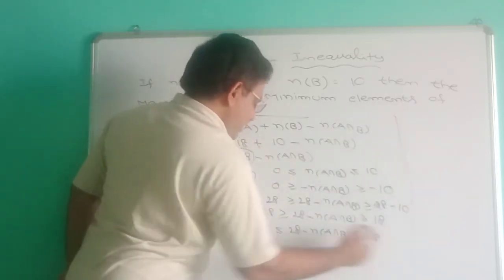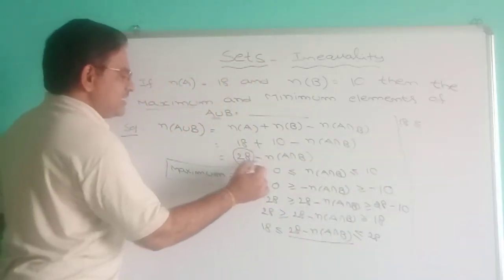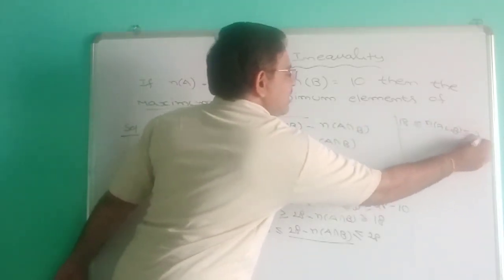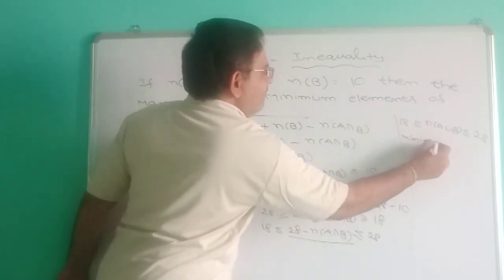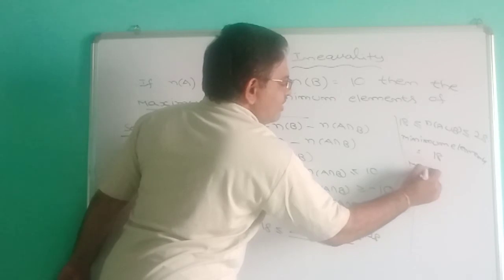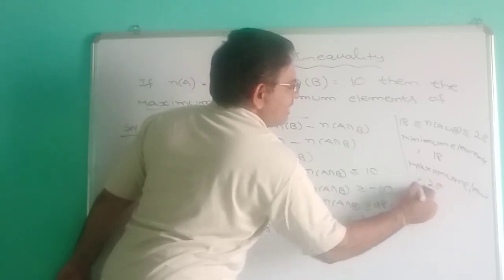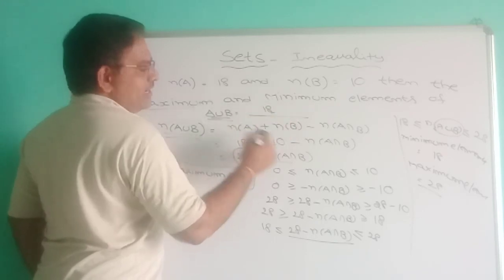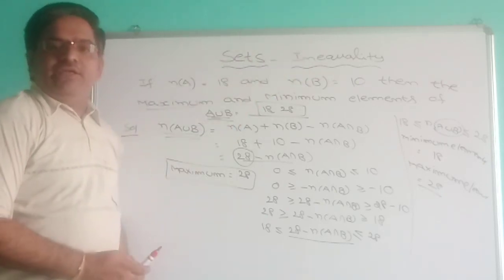Now, 28 minus n of A intersection B is n of A union B. So 18 is less than or equal to n of A union B, which is less than or equal to 28. So the minimum number of elements in A union B is 18, and the maximum is 28. This is the question for sets and inequality.